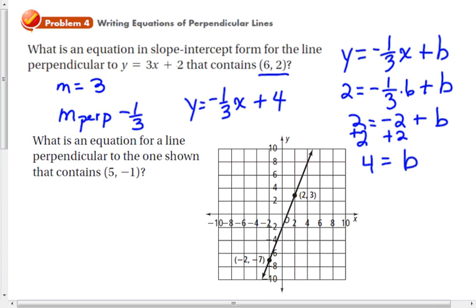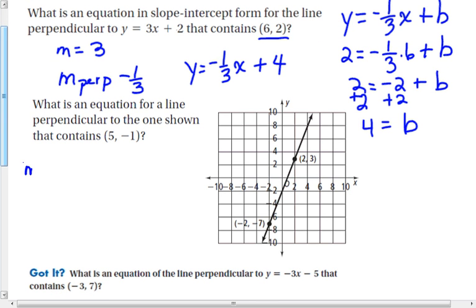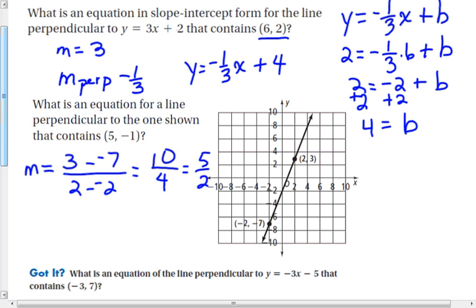The next problem, what is an equation for the line perpendicular to the one that contains the point (5, -1)? So in this problem, I actually have to find the slope first of the line that I'm given. So I'm going to subtract the y values and subtract the x values and divide them to find the slope. And that's 5/2. And so the slope of the line that's perpendicular to that is the opposite reciprocal, so -2/5.